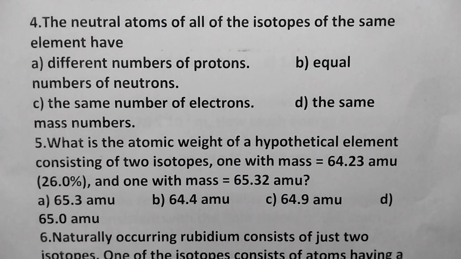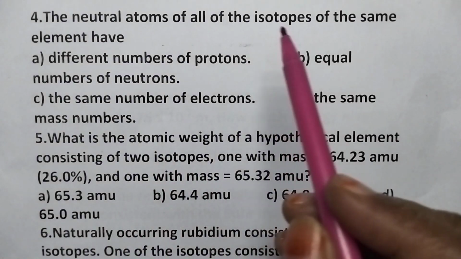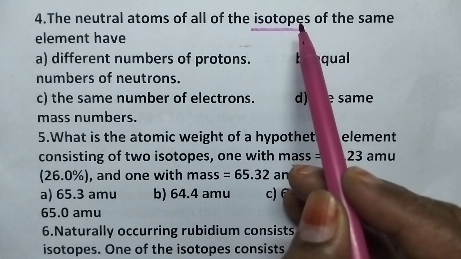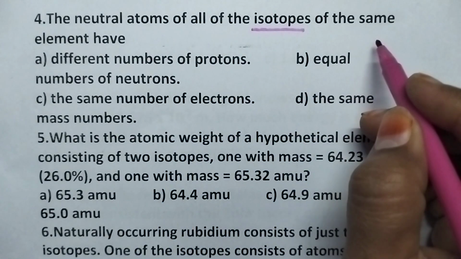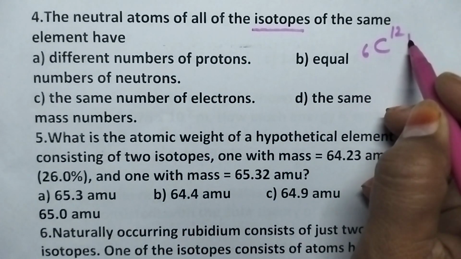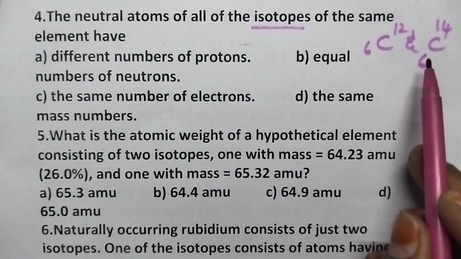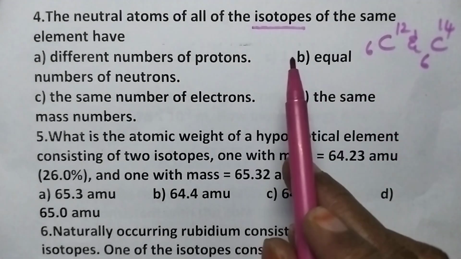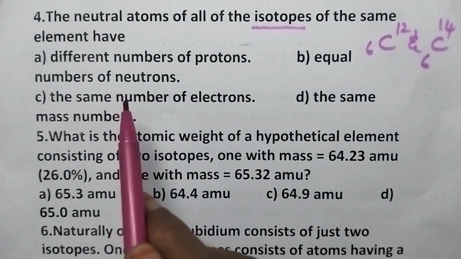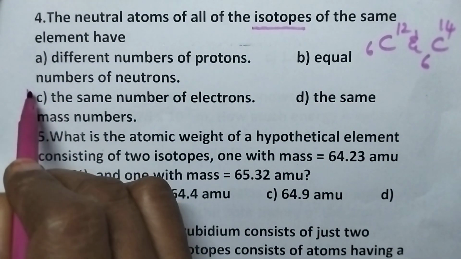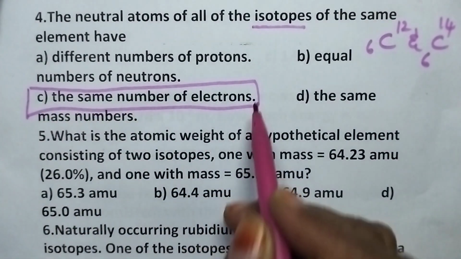The neutral atoms of all of the isotopes of the same element have... Isotopes means they have the same atomic number but different mass number. For example, let us consider carbon 12 and carbon 14. Here the atomic number is same, which means they contain the same number of protons and also the same number of electrons. So in this case, option C, that means they have the same number of electrons, is the right option.